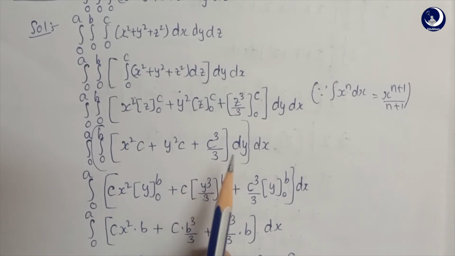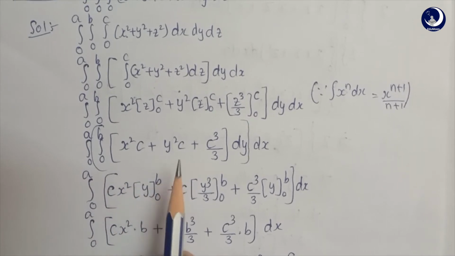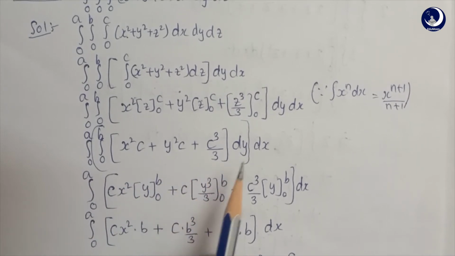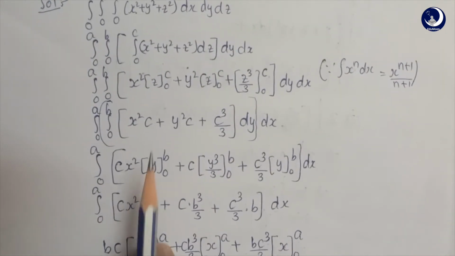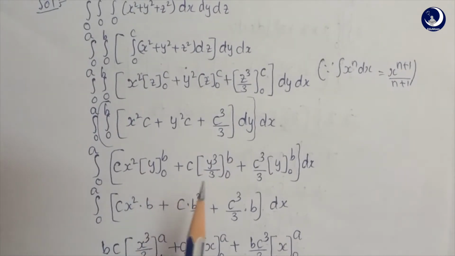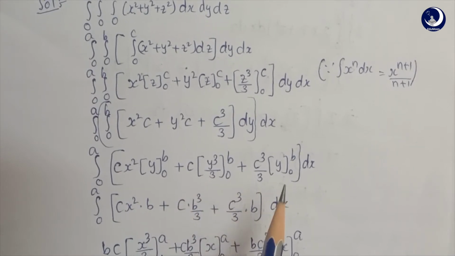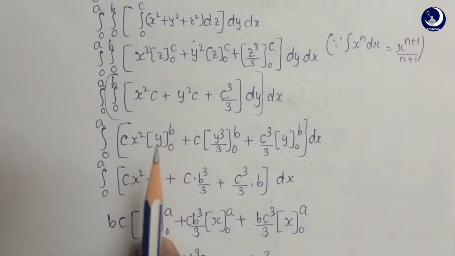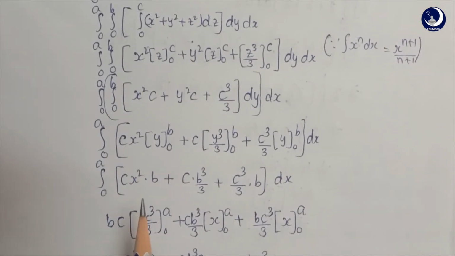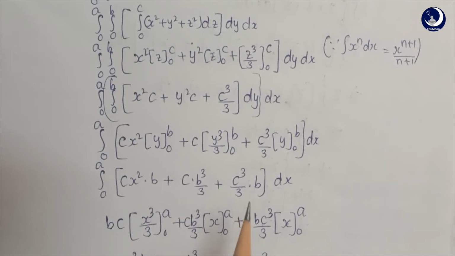Now we integrate with y. Integral 0 to b of x square c plus y square c plus c cube by 3 into dy. By solving this, we get cx square into y from 0 to b plus c into y cube by 3 from 0 to b plus c cube by 3 into y from 0 to b. By putting upper and lower limits, we get cx square into b plus c into b cube by 3 plus c cube by 3 into b.